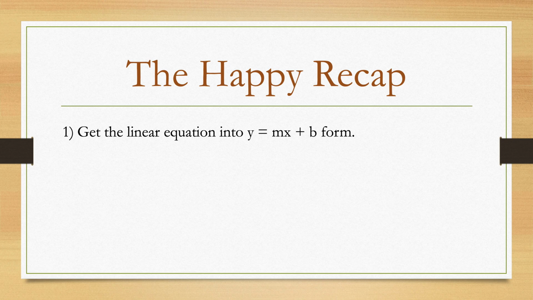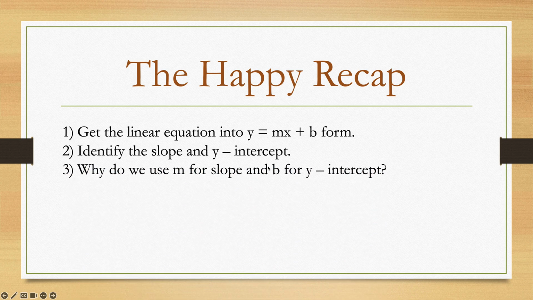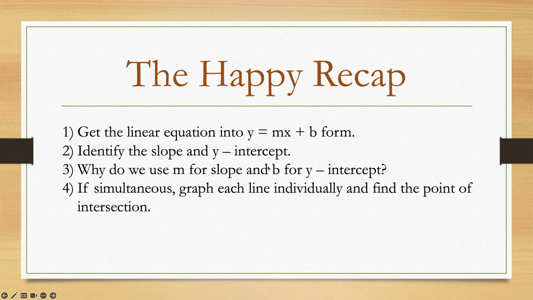for the happy recap. So, the first thing you want to be able to do if you're graphing is get the linear equation into y equals mx plus b form. Identify the slope and y-intercept. Begin at the y-intercept. Move according to the slope. That's why we use m for slope and b for y-intercept. If simultaneous equations, in other words, graphing two at the same time, graph each line individually and find that point of intersection. That is your solution.